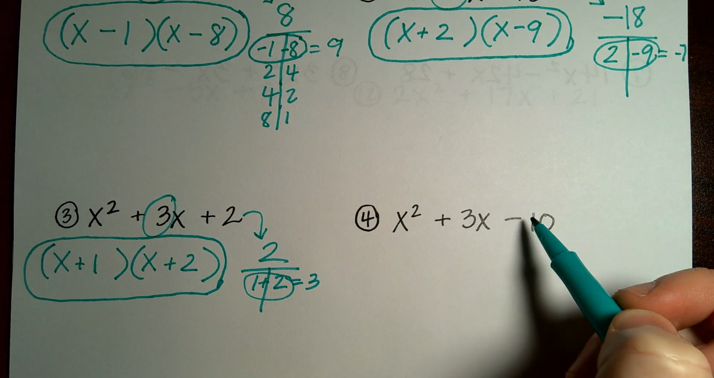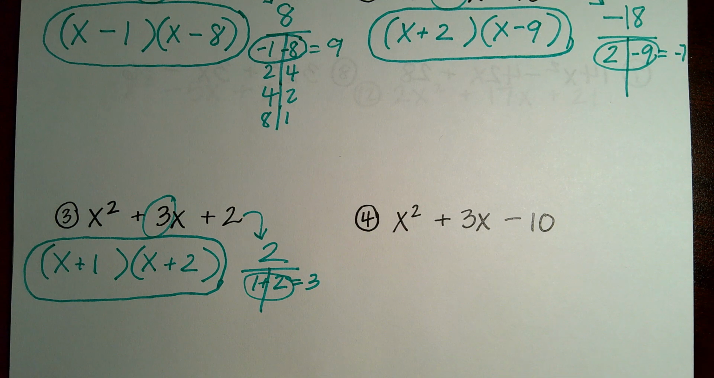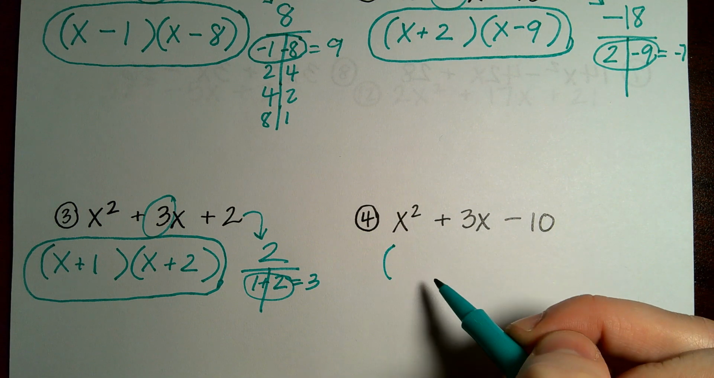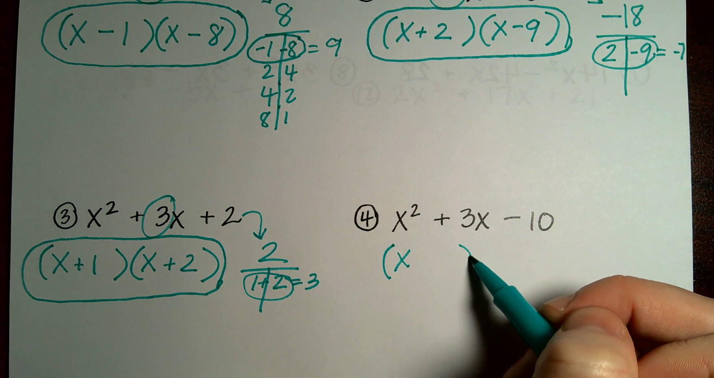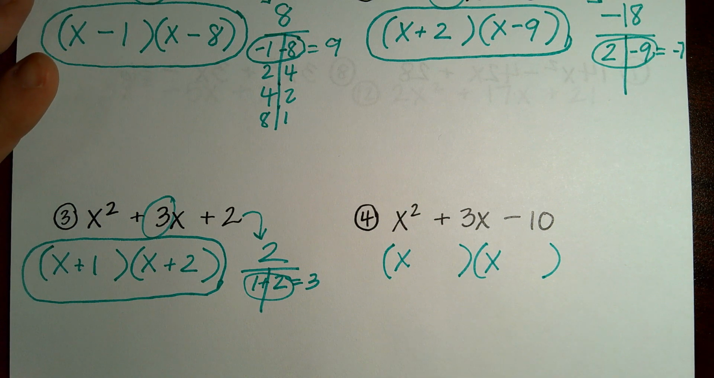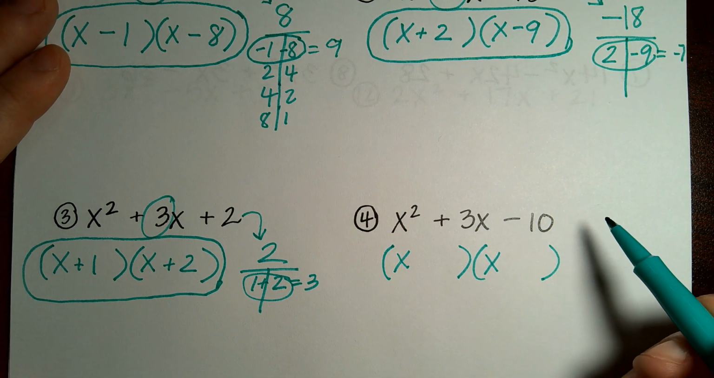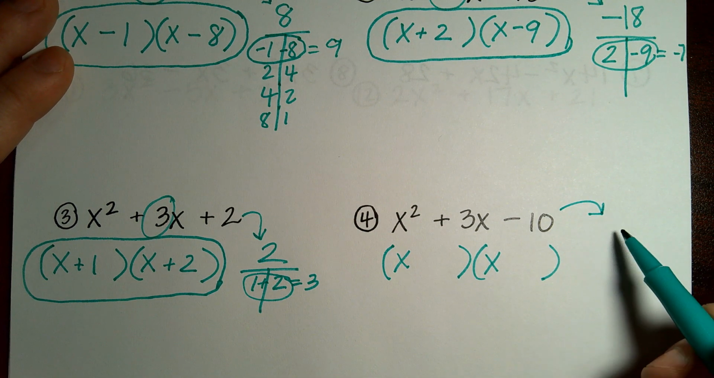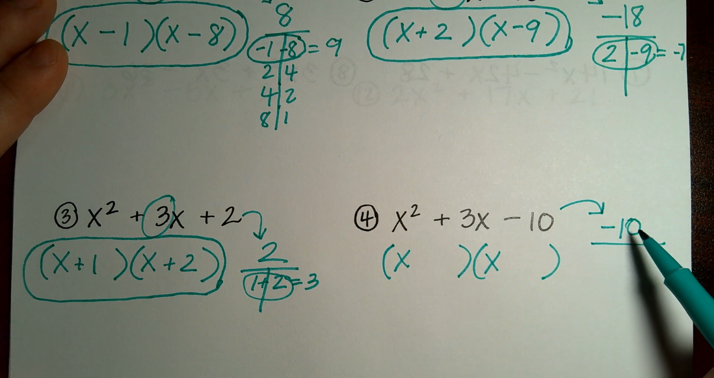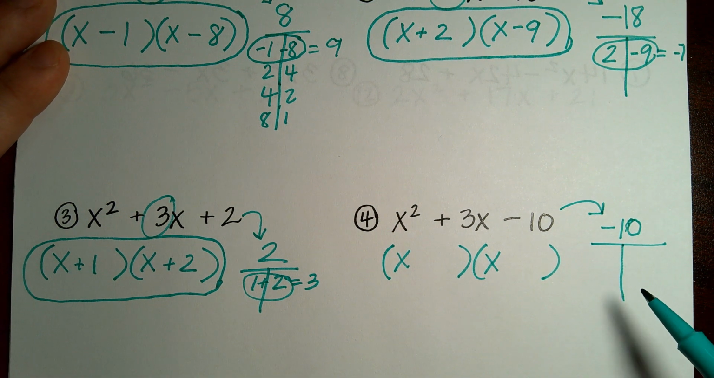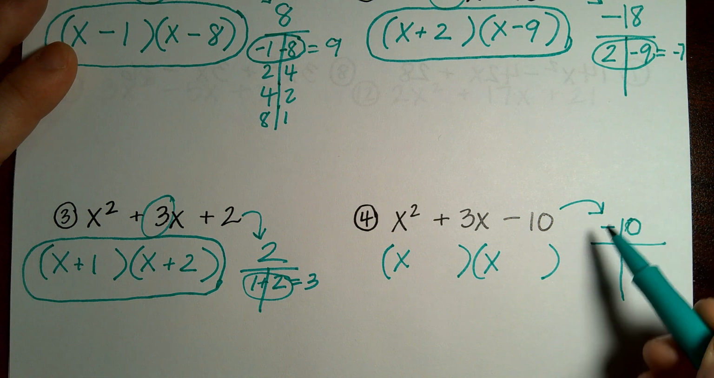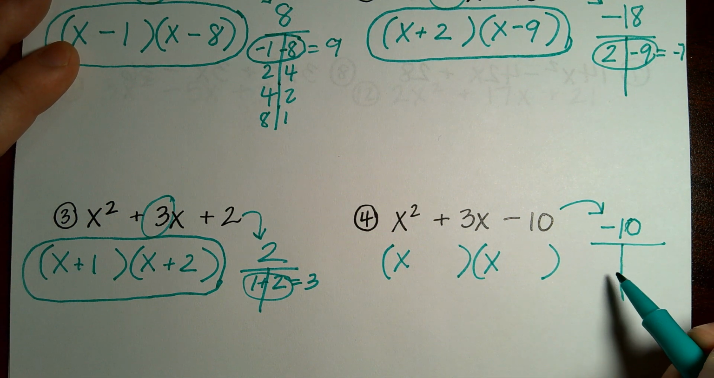Okay. Let's look at number 4. X squared plus 3x minus 10. Since our a is 1, our answer is going to be x's in the beginning of our parentheses. And what do we find factors of? -10. Good, -10. So what kind of numbers, positive or negative, do we need as our factors? Both. We need one positive number, one negative number. So what are some options here?